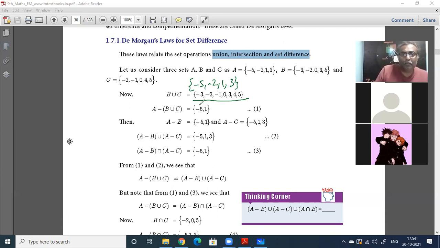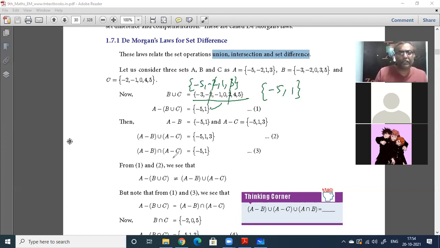Now from A you have to subtract all this. -5 is not there, so you take -5. -2 will go off. 1 is there, so it will go off. 3 is there, 3 will go off. So what is remaining? -5 and 1 only is remaining. This is correct. A minus B union C is equal to {-5, 1}.